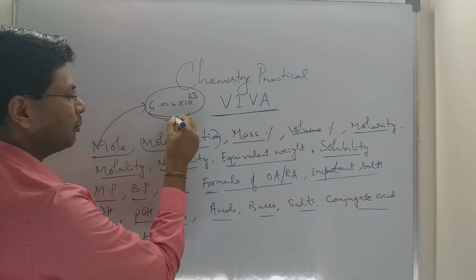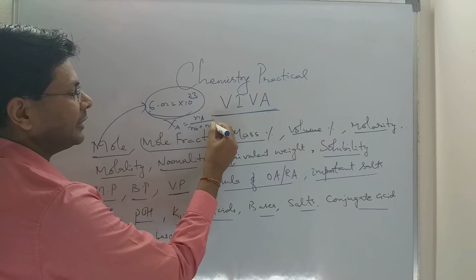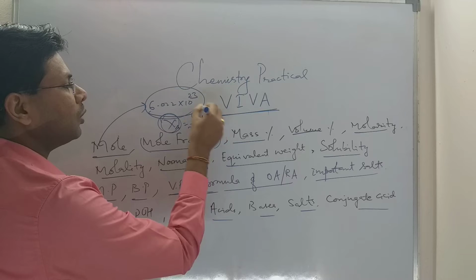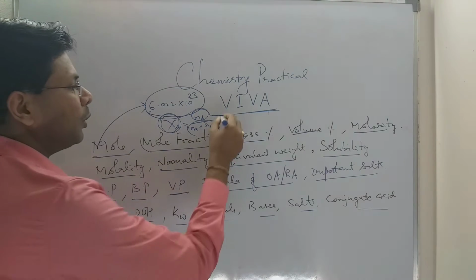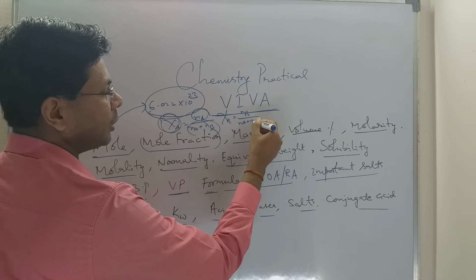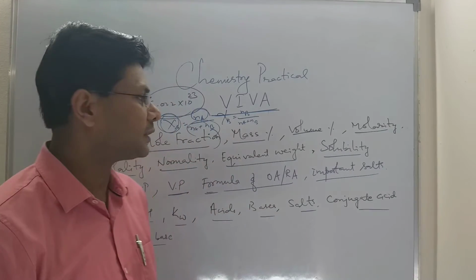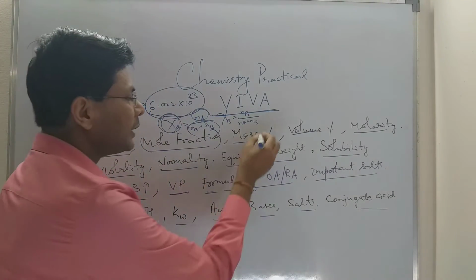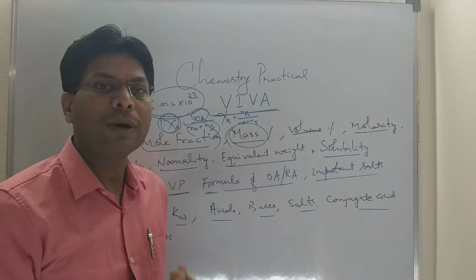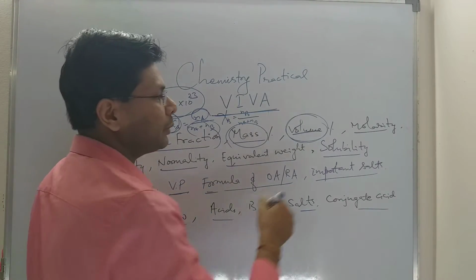Mole fraction. Mole fraction is the mole of the component by total mole. Generally we discuss binary solution. So mole fraction of A is the mole of A upon total mole. Mole fraction of B is the mole of B upon total moles of all the components. The sum of mole fraction of all the components is unity. What is mass percent? Mass percent is the mass of a component by total mass into 100. Volume percent is the volume of the component by total volume into 100.